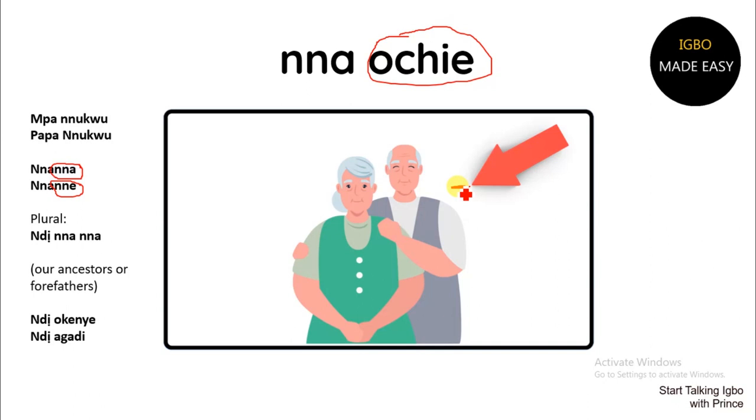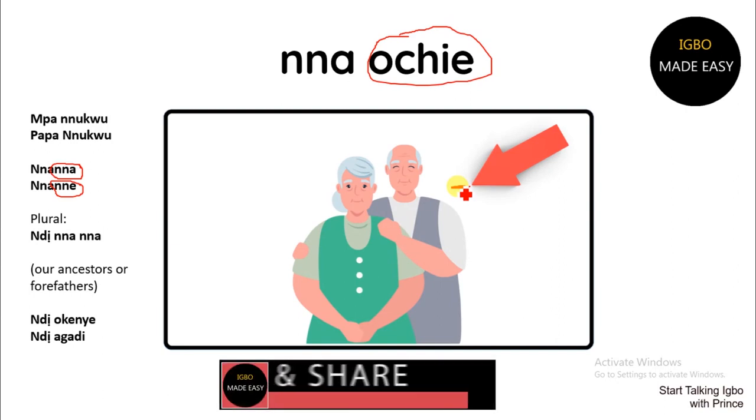The plural form of grandfather is ndị nna nna, but you have to be careful with this because it doesn't just mean some bunch of grannies or some bunch of grandpas. It actually means our ancestors or our forefathers. So when you say ndị nna nna, you're saying forefathers or ancestors.